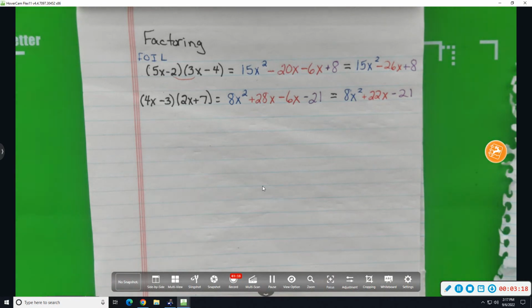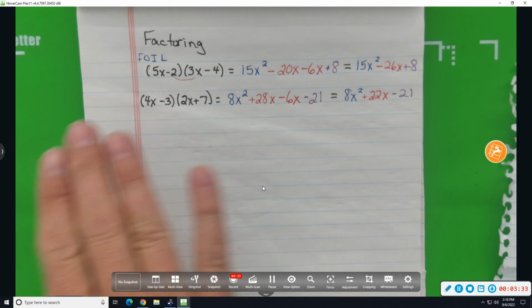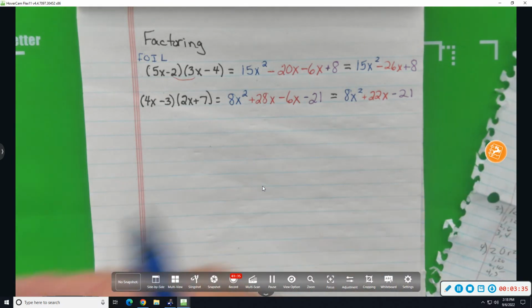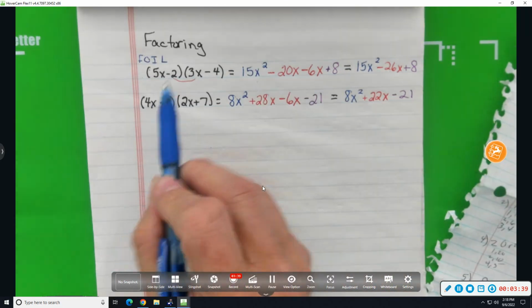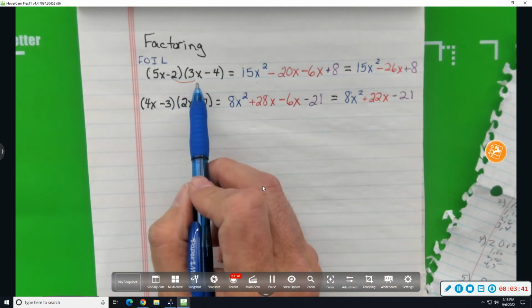I'm going to say something you'll get sick of hearing me say. In algebra, you do it one way, then you do it in reverse. That's what factoring is. What we've just done was foiling. Now we're going to start going backwards. Given this, go back to these two sets of parentheses.